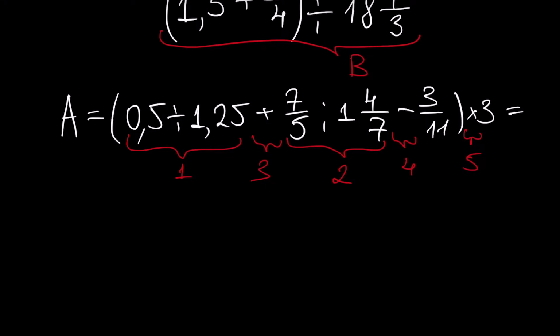Let's solve the first operation. This can be written as 0.5 over 1.25. And if we multiply numerator and denominator by 100, we will have 50 over 125. And if we divide both by the number 2, it will be 2/5.